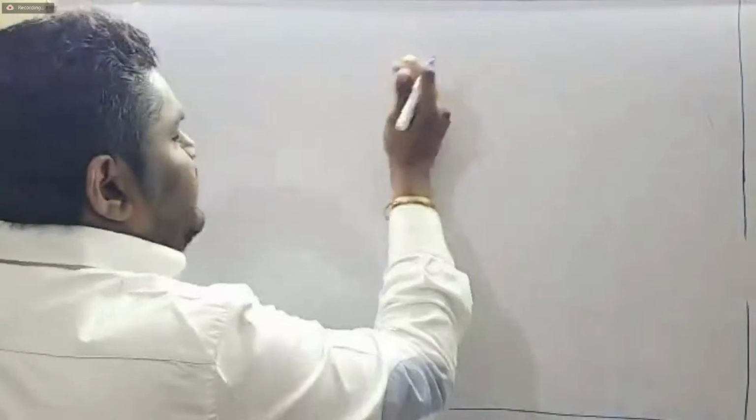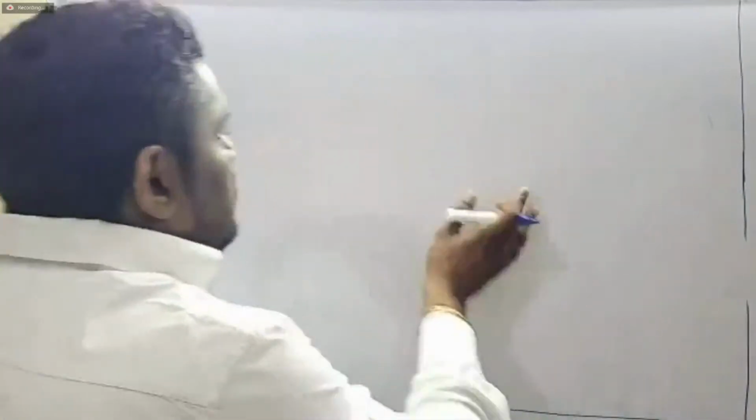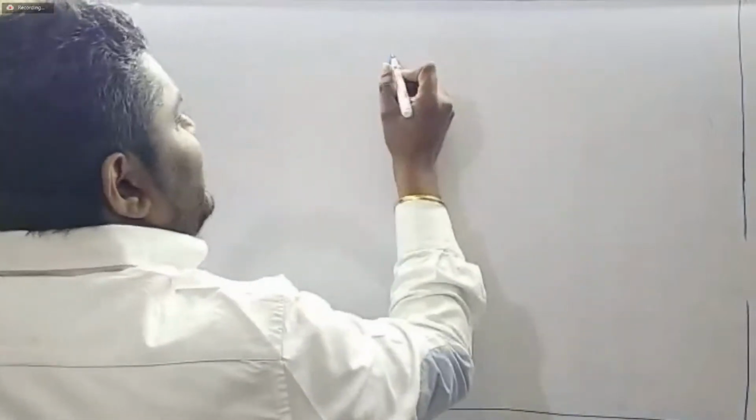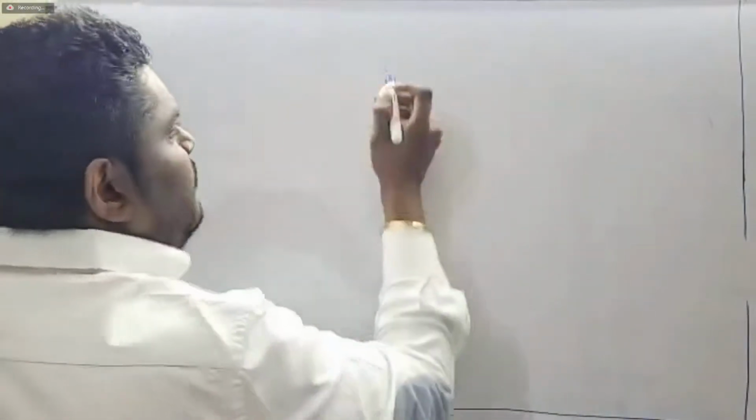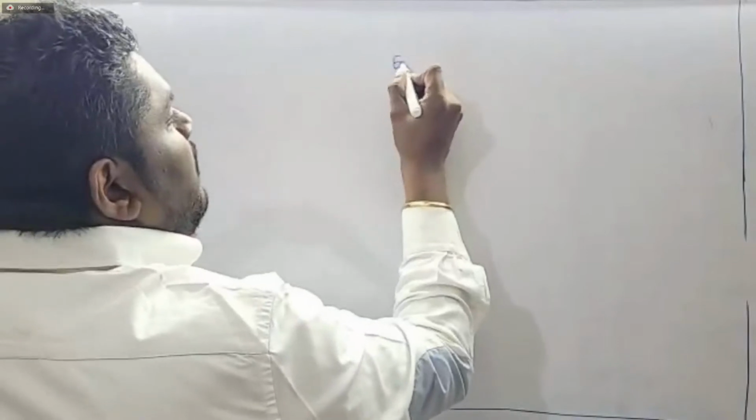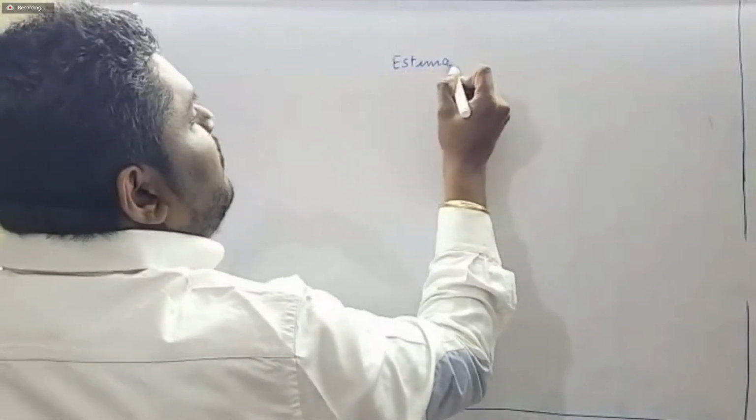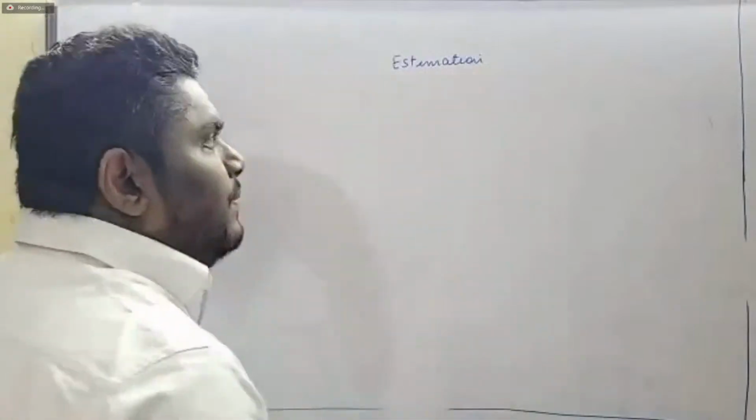Now guys, let's start with the next part of the chapter, that is distribution and absorption of overhead. When talking about distribution and absorption of overhead, there are various stages, various steps we need to follow. The first step or the first level is estimation of overhead.